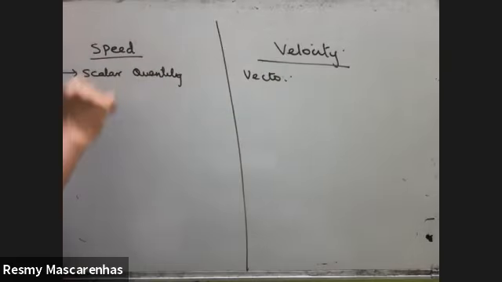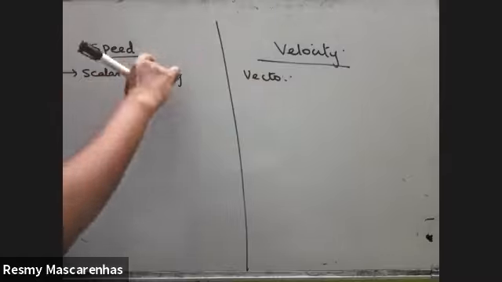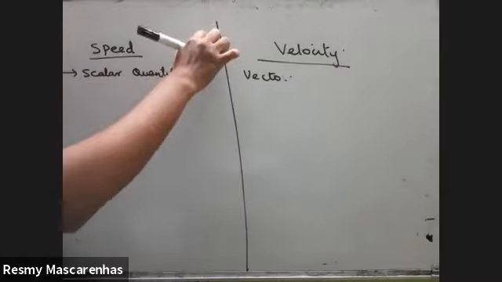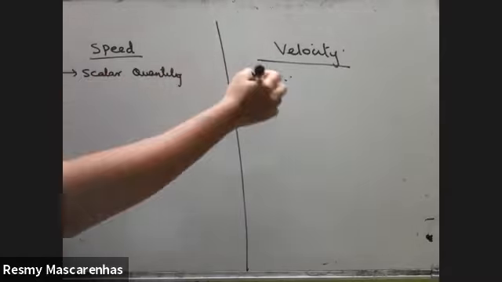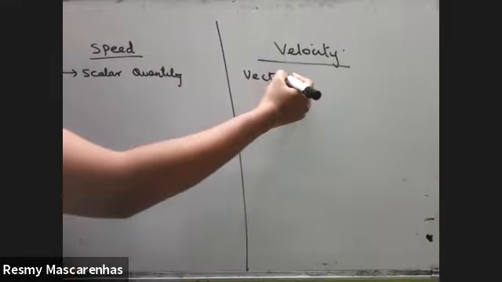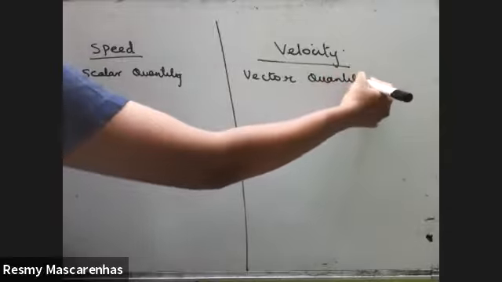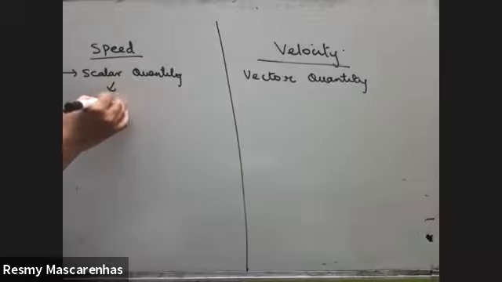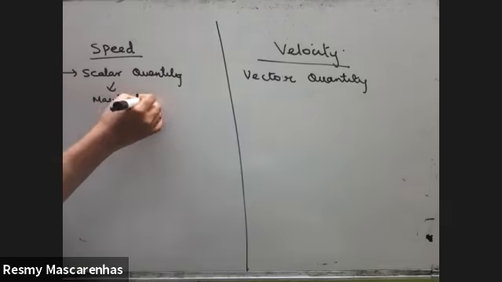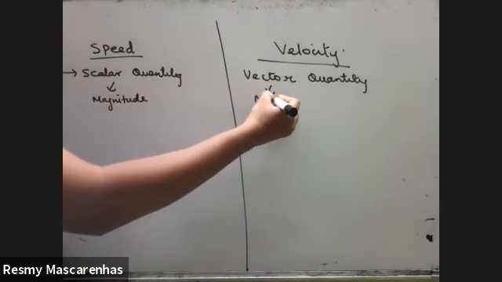In the first chapter, we were taking them as the same. Dimension-wise, it will be the same, it will not change. The MLT and all for speed and velocity is the same. But what exactly it means, we will study now in detail in this chapter. So even this one will need only magnitude, and this needs magnitude and direction.